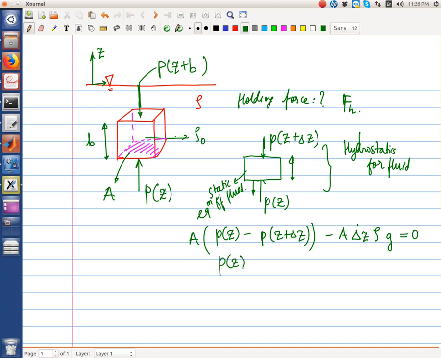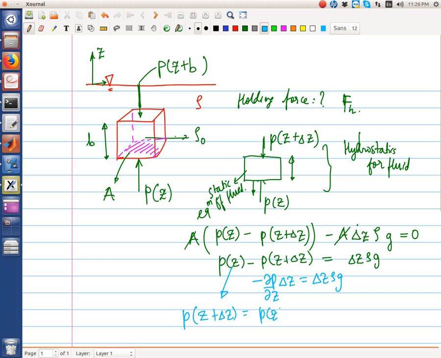So Pz minus P at Z plus delta Z is equal to delta Z rho into G. We have cancelled A from both sides, and so we correspondingly get that minus del P del Z into delta Z is equal to delta Z into rho into G, where we have used Taylor series expansion that P at Z plus delta Z is the same as P at Z plus del P del Z at Z times delta Z plus order delta Z square. So this is the first order term because it depends on delta Z. This is the 0th order term because this depends on delta Z raised to 0.